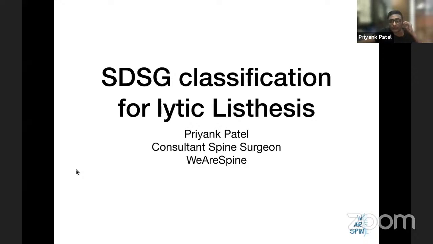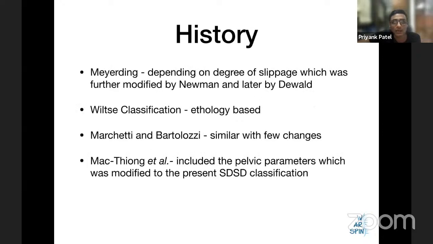So just before we go ahead with the SDSG classification, that is the Spinal Deformity Study Group classification, a little bit on the history. First, Meyerding and colleagues classified lytic listhesis depending upon the degree of slippage into grade 1, 2, 3, 4 and spondyloptosis, which was eventually modified by Newman and Diewald. The other classifications used were by Wiltse, Marchetti and Bartolozzi, who classified these based on the etiology. Mac-Thiong et al. realized that global sagittal balance also played a role, and hence included the pelvic parameters, which was eventually modified by various groups, and it came out as the SDSG classification.